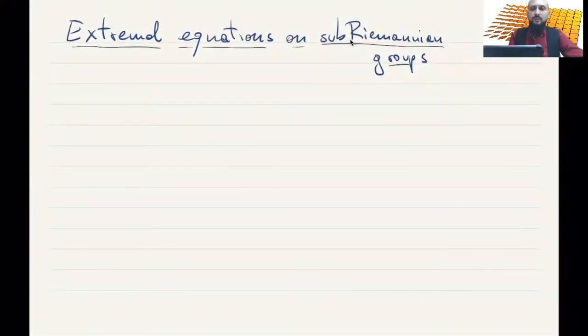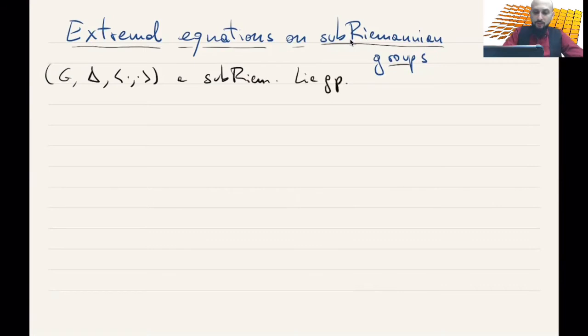Let's recap what we have already seen in the case of subRiemannian Lie groups for those energy minimizing curves. So we are in the setting of having G, delta, and scalar product, a subRiemannian Lie group. We have fixed e_1 to e_m, where m is the rank of delta, an orthonormal frame, a basis for delta at 1.